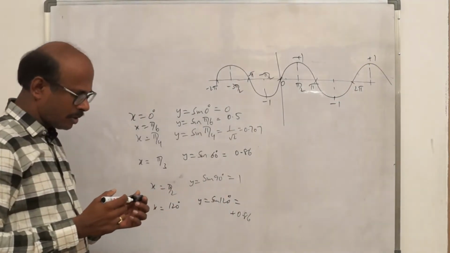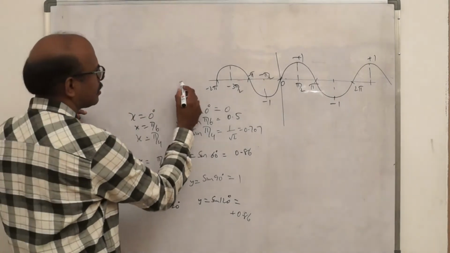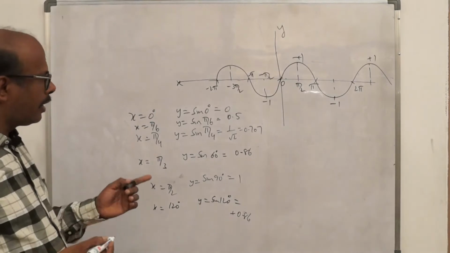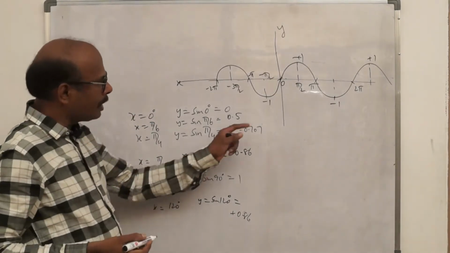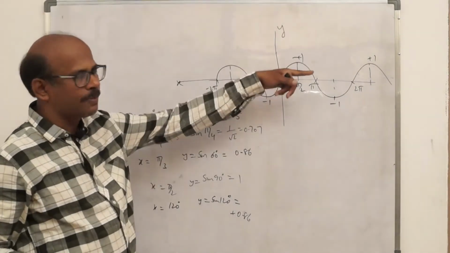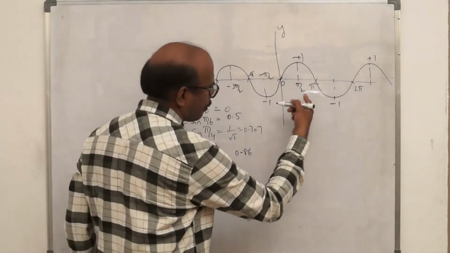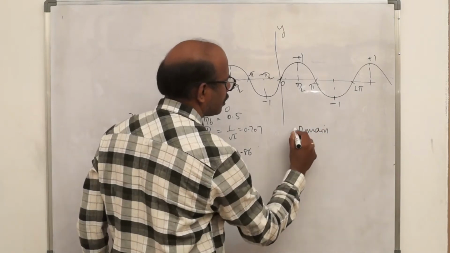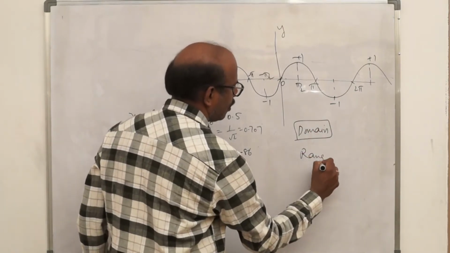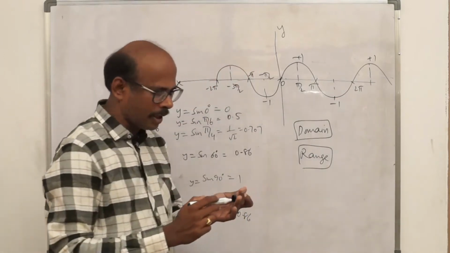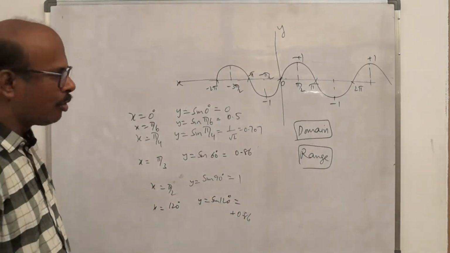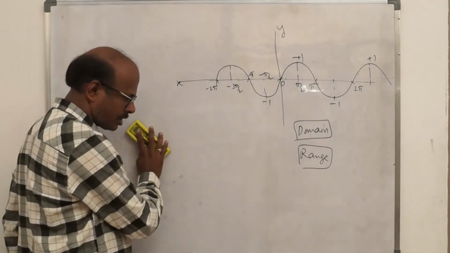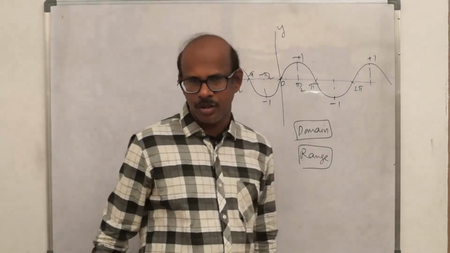Based on giving x input, this is the x-axis and this is the y-axis. x is input and y is output. The minimum height of the graph is minus 1, the maximum height is plus 1. From the graph I extract two important technical words, domain and range, which are used not only in trigonometry but for each and every function.